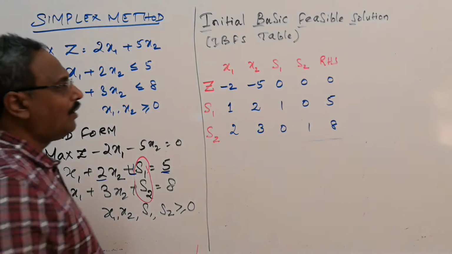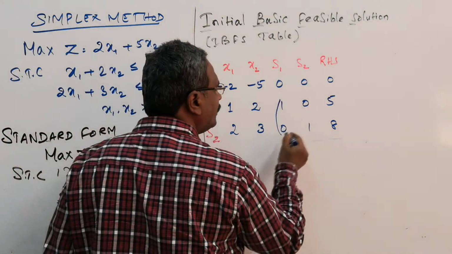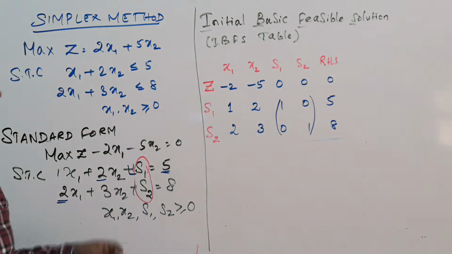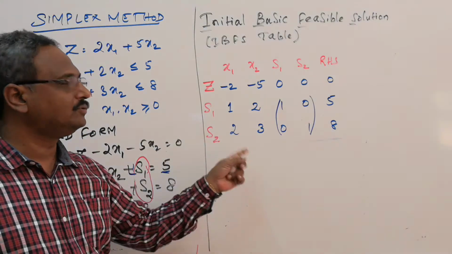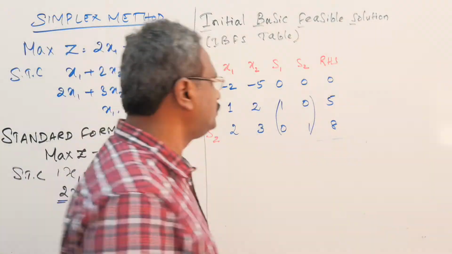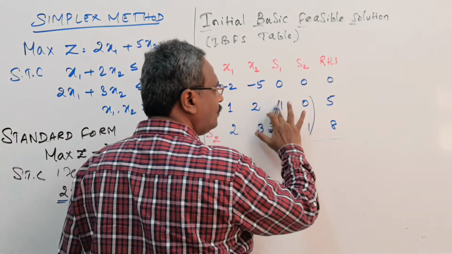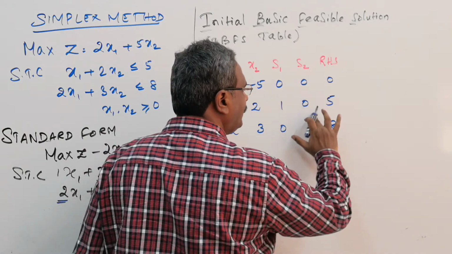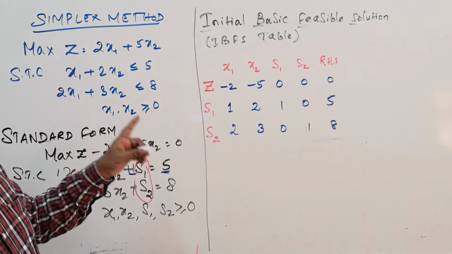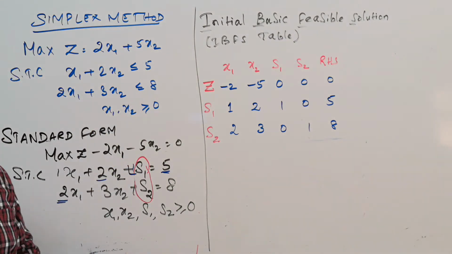Please remember, always here you will have a unit matrix. If you are considering two variables, you will have 1, 0, 0, 1. If you are considering three variables, you will have a unit matrix for 1, 0, 0, 0, 1, 0, 0, 0, 1. So now we have formed the initial basic feasible solution table.